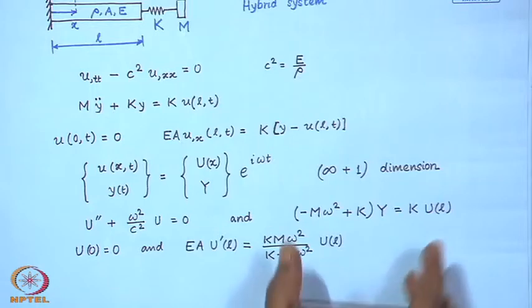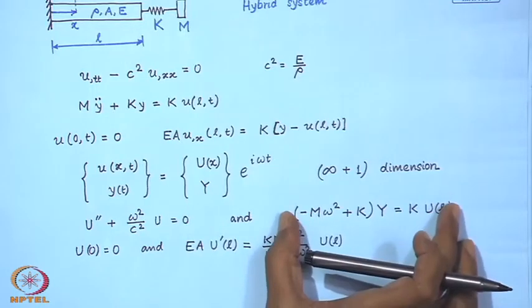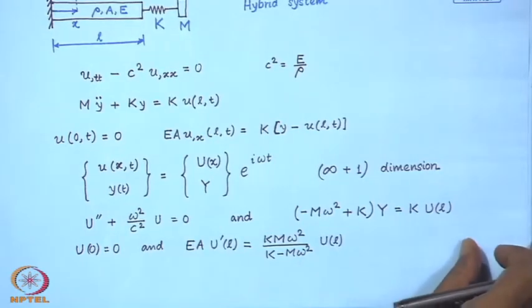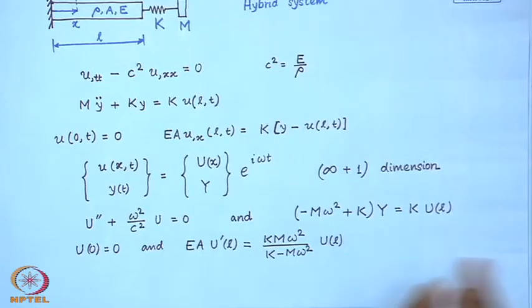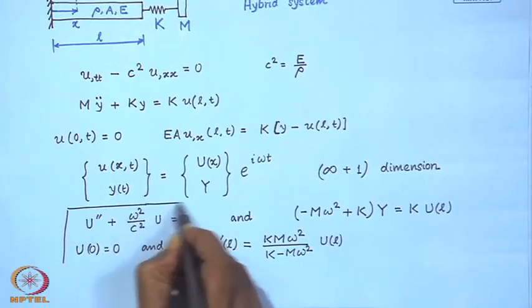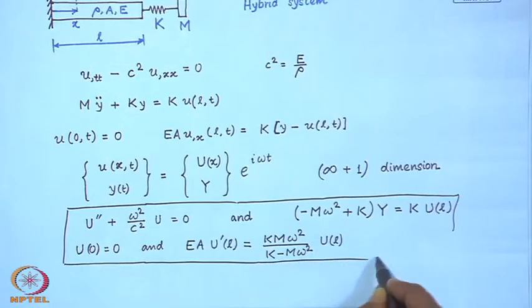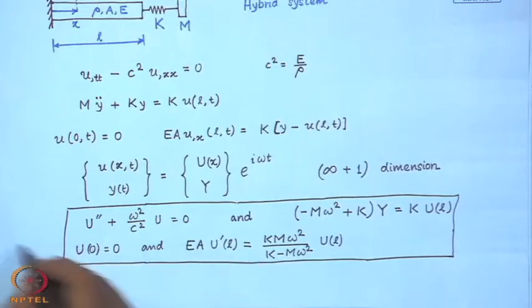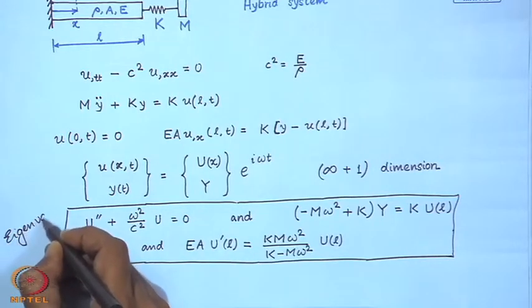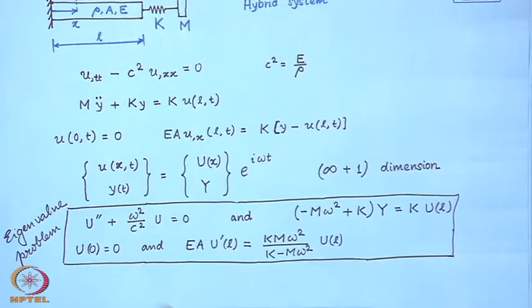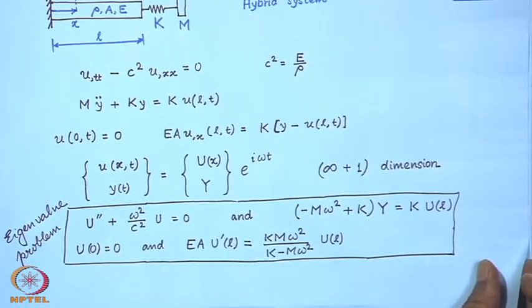So, here I have used this equation to simplify the structure of the boundary condition at the right end of the bar. So, our eigenvalue problem now is described completely by these equations and the boundary conditions. So, this is what we have to now solve.